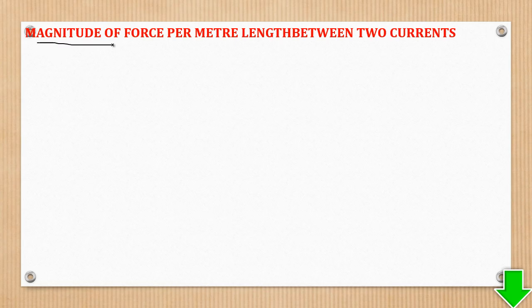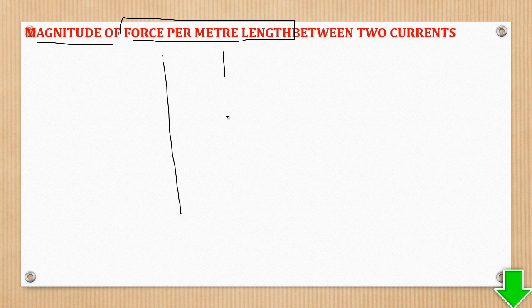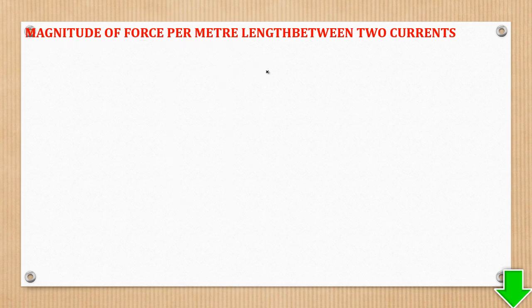Okay, so the magnitude of force per meter length. Force per meter length between the two wires. Why do we do that? Because sometimes the length of these wires is not given. That's why you use force per meter. If the length is given, you just multiply that force per meter times the length to give the total force.